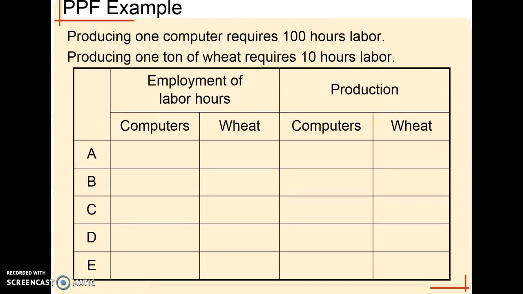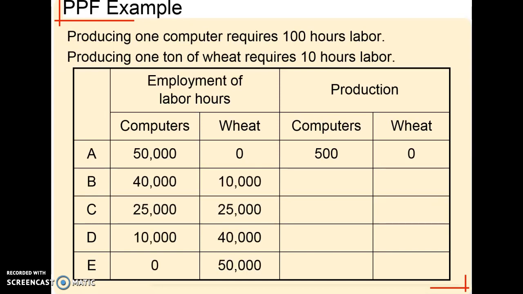So if we look at it, producing one computer requires 100 labor hours, and producing 1 ton of wheat requires 10 labor hours. So if we produce all computers, we would use up all 50,000 of our labor hours and we would produce no wheat. Or rather, that would give us 500 computers and 0 wheat.